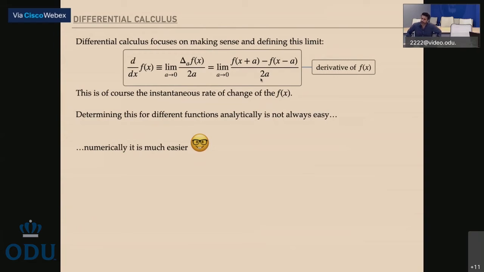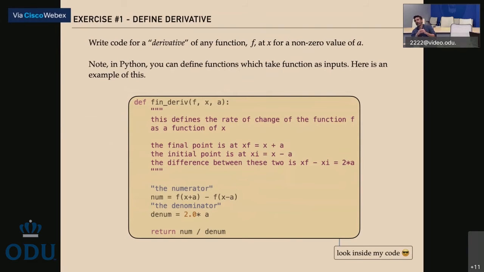And so determining this analytically is not always easy, right? Showing what this derivative, what this limit is, for different functions is not always easy, and that's part of what a class in calculus will cover. But it turns out that doing this numerically is actually much easier. And so this is why you need a calculus course to be able to evaluate some of the things that we're going to show you numerically. And to convince you of this, the first exercise that you have to do is the following.